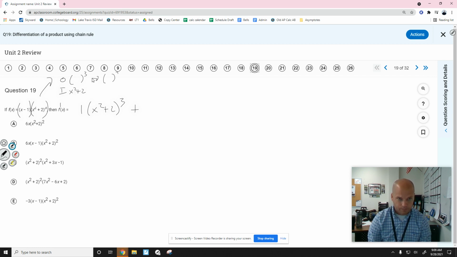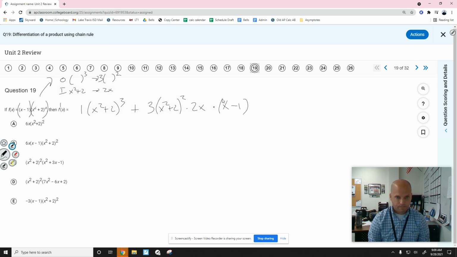Derivative of your O, 3 stuff squared, derivative of your I, 2x. So the derivative of the second is this entire derivative: 3 stuff squared times 2x. Whatever started inside stays inside. That's the derivative of the second times the first.